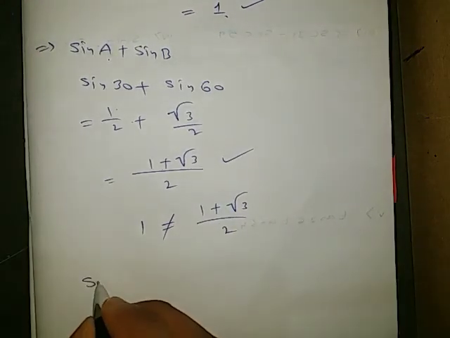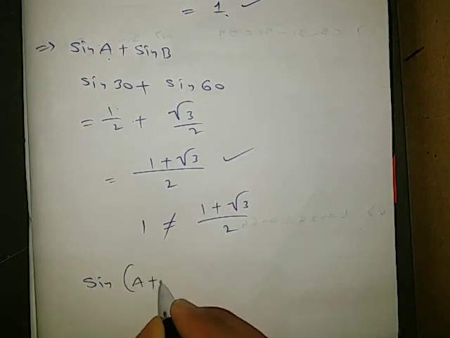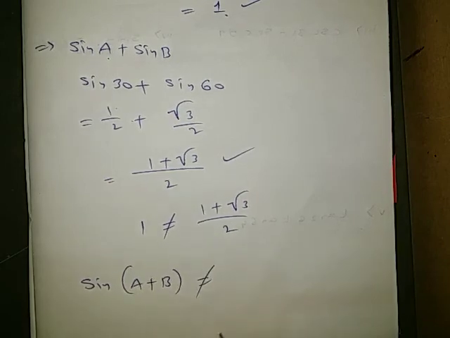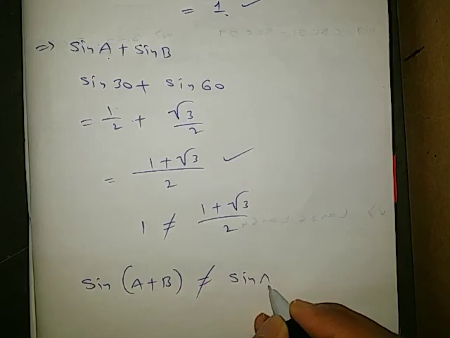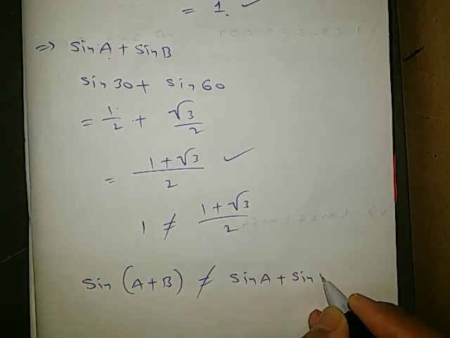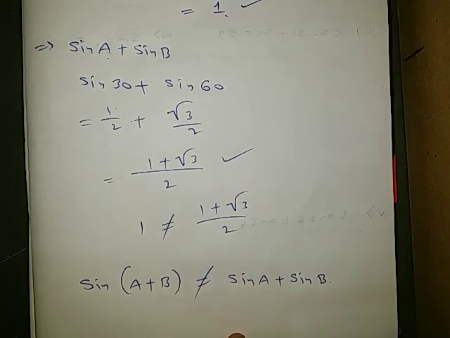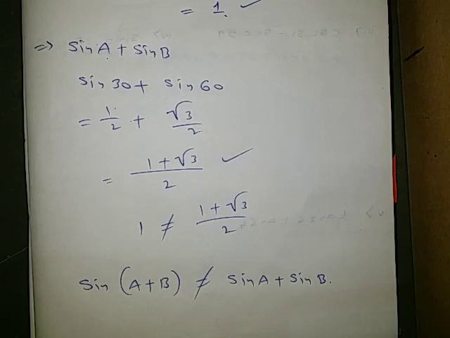So from this we can conclude that sine of A plus B is not equal to sine A plus sine B. So it is not correct to say that sine of A plus B is equal to sine A plus sine B.